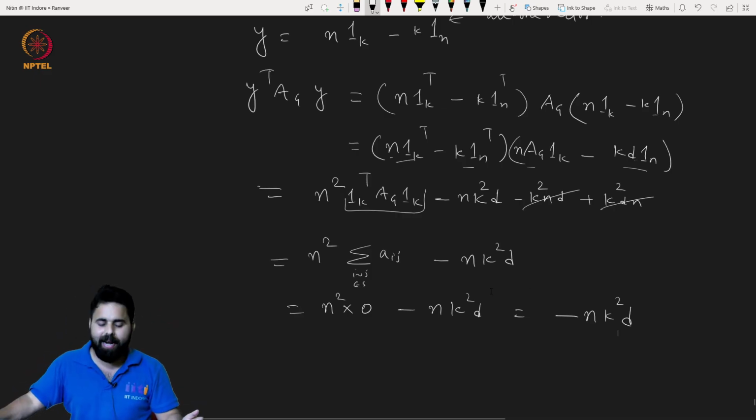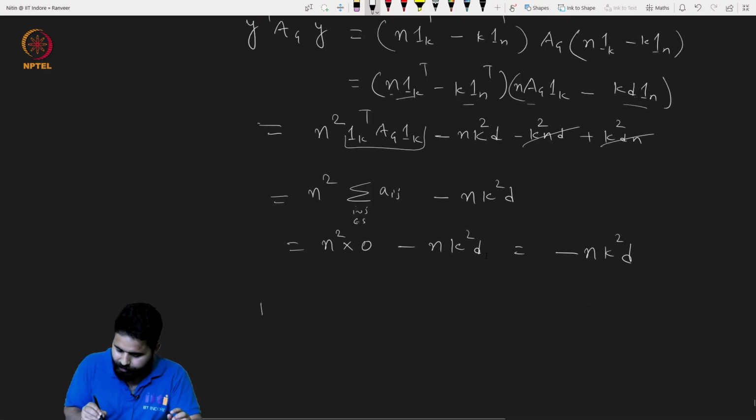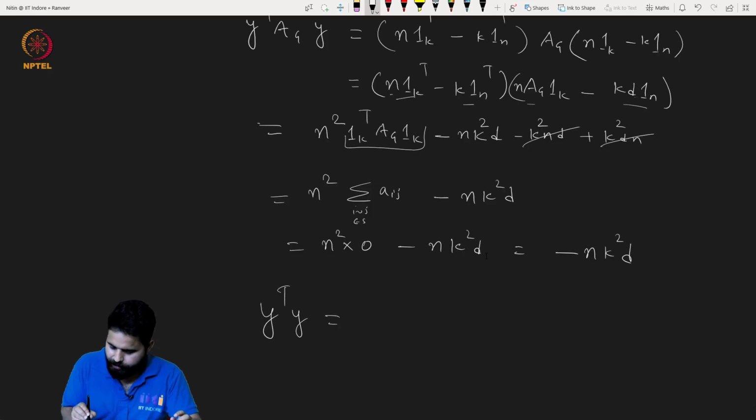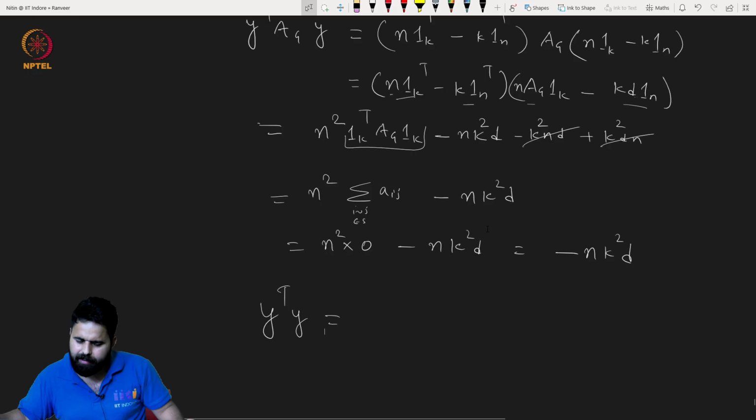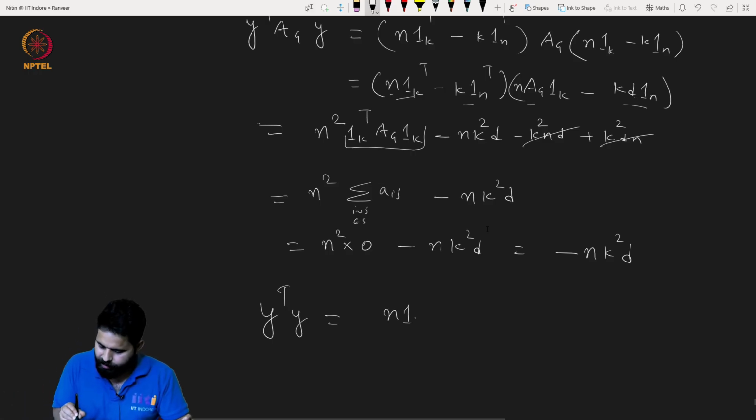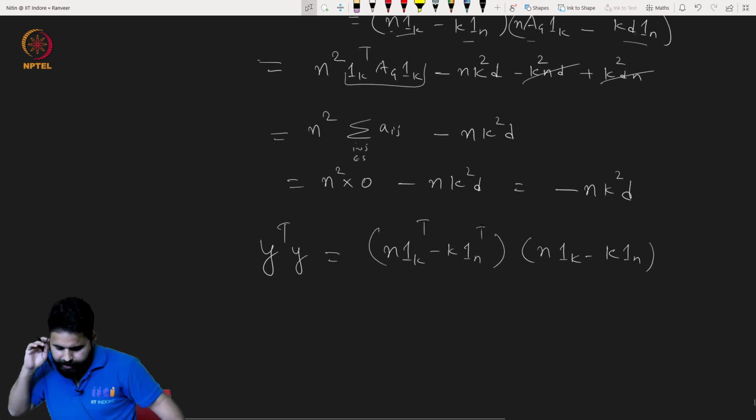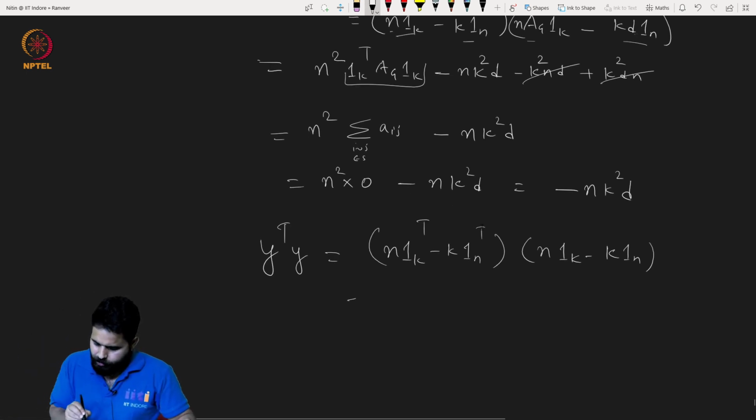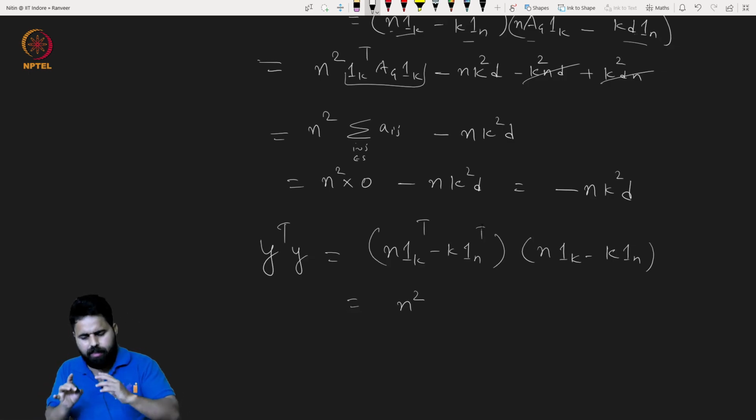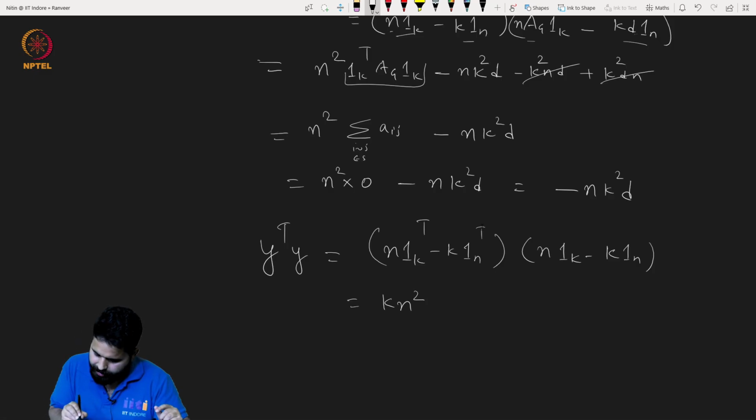Now let us see what y transpose y is. Y transpose y, hopefully can I see directly? Maybe not. Let me write. So n 1_k transpose, k 1_n transpose, then n 1_k, k 1_n. Let me do it quickly. So this part is, very good, n square, then k times k. I am multiplying the same k, n square k. So k n square.